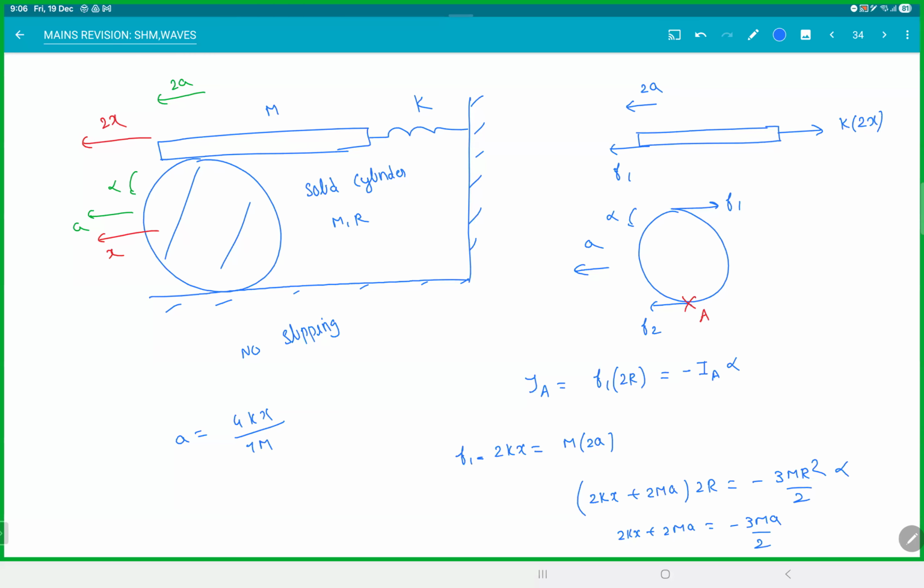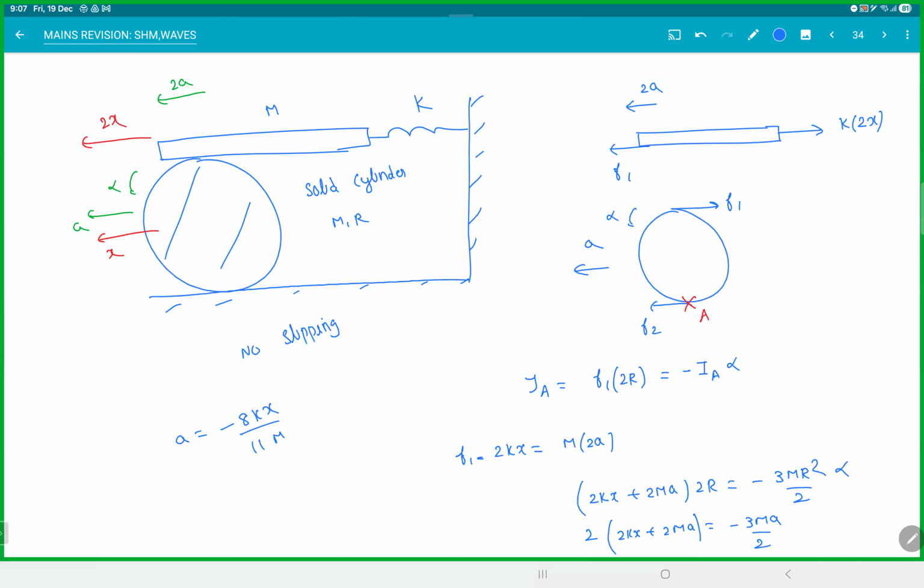Did I miss something? 2r. There is a 2 also, no, sitting? Yeah. And that will be 4kx. So that will be 8kx. And that will be 8 plus 3, 11m. You're right, Niharika. I missed a 2 there.